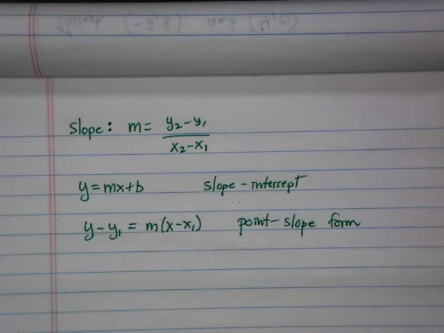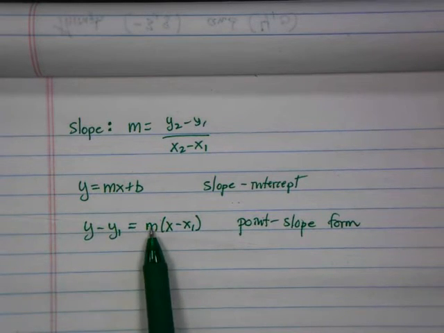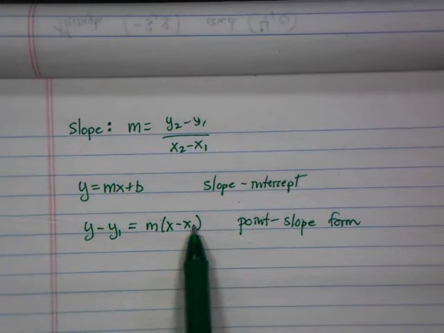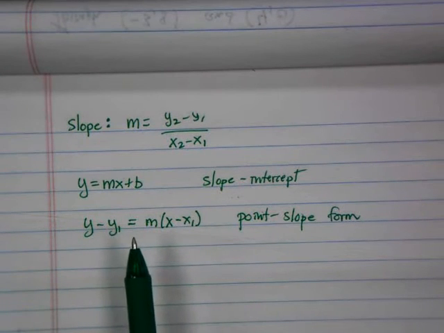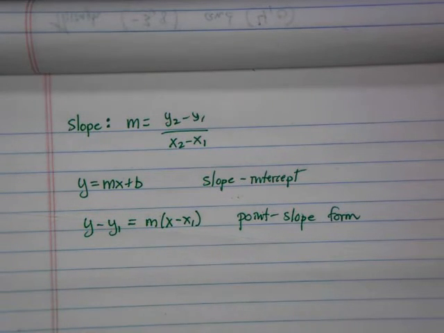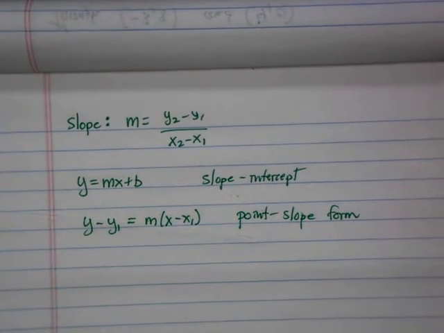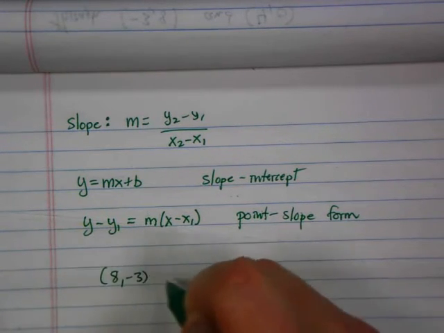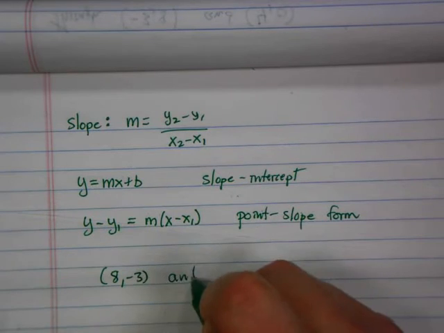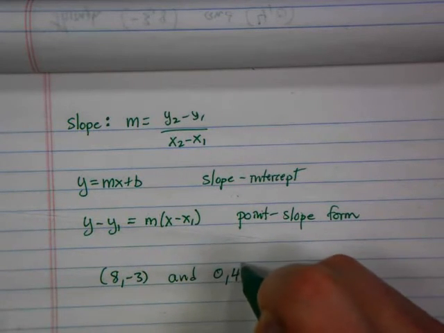Why do you think it's called point slope form? It uses points and slopes. M is the slope, as m is always slope. And x1, y1 is one of the points, one of the x values, y values. So I'm going to do that same problem over again. That same problem I had a minute ago. I had 8 comma negative 3 and 4 comma 0.